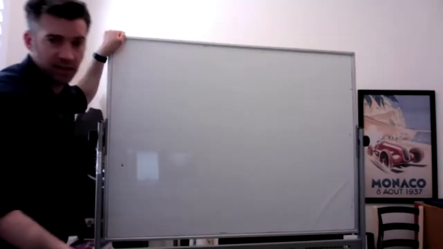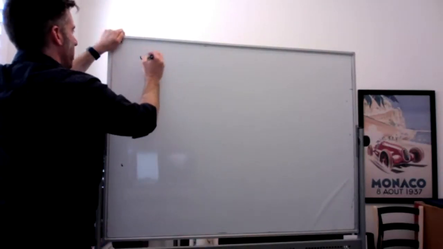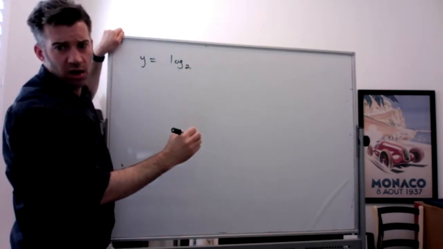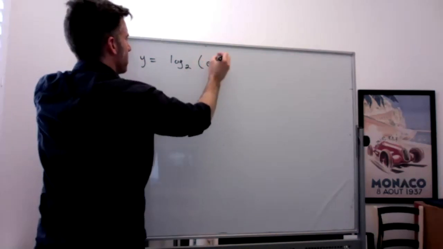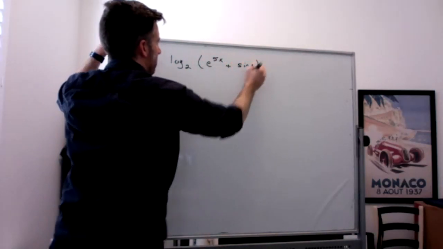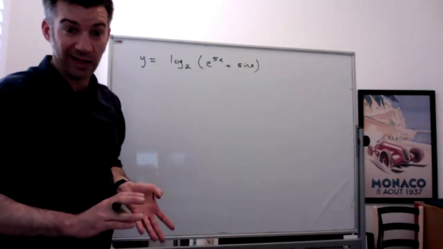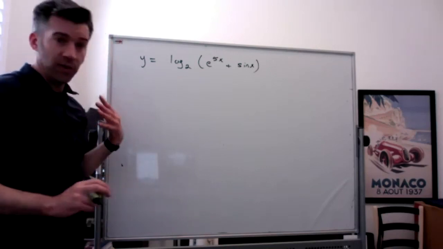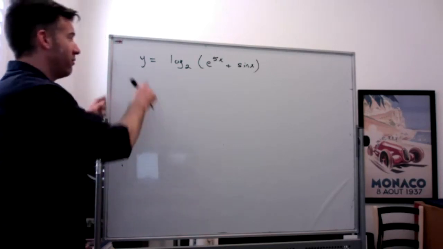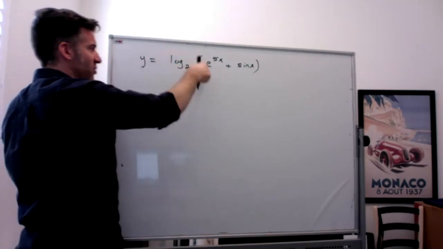Let's say I want to take the derivative of, what have we got here? y equal to log base 2 of e to the 5x plus sine of x. Okay, so instead this time I'm actually going to rewrite it. We know how to change a logarithmic equation to an exponential equation. If y equals log base 2 of some stuff, that means 2 to the y power equals the stuff.